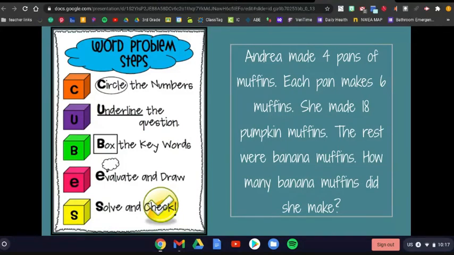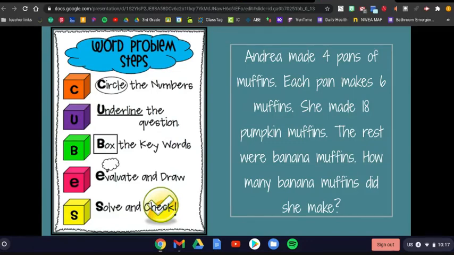So the sample question that we're going to talk about together this morning says this on the right. Andrea made 4 pans of muffins. Each pan made 6 muffins. She made 18 pumpkin muffins, and the rest were banana muffins. How many muffins did she make? It's a bunch of muffins.